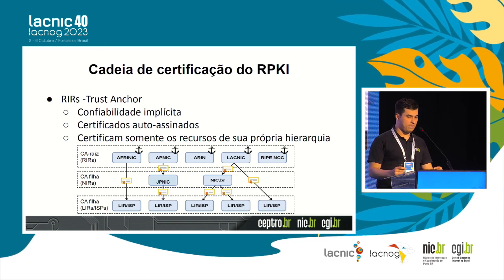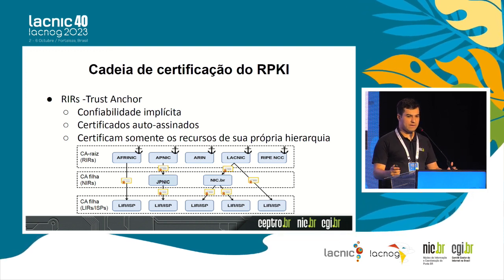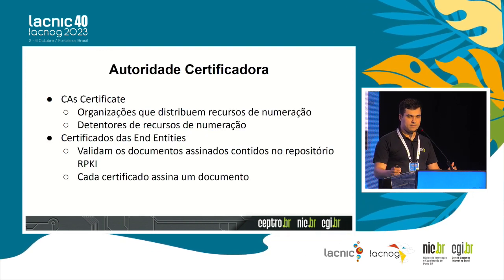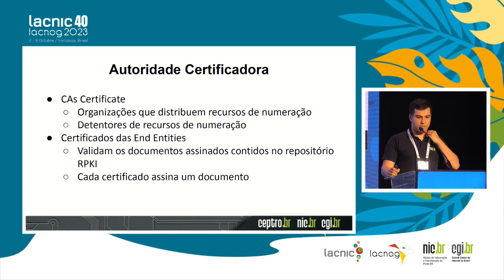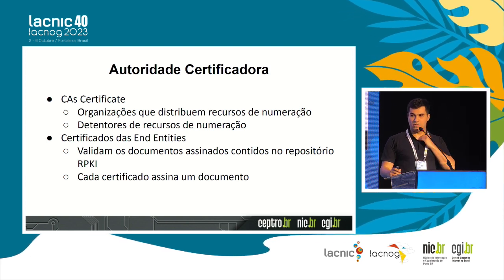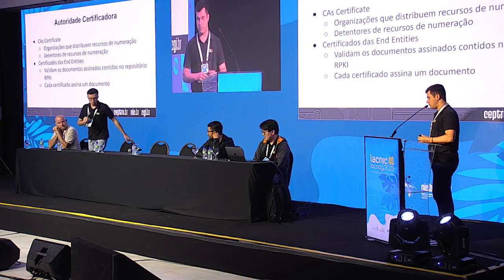So you start signing these, and then all along the chain, everyone else signs these. That is how we have this hierarchy throughout the certification chain for RPKI. Now, going into the certification authority, I will now give the floor to Anderson, and then we'll be looking at the tutorial parts.